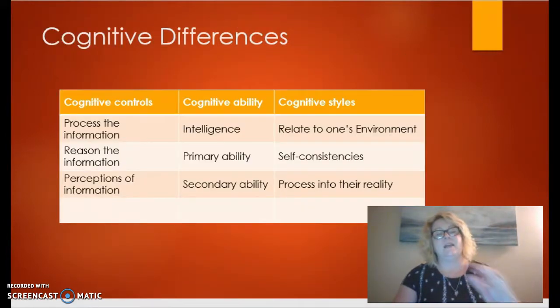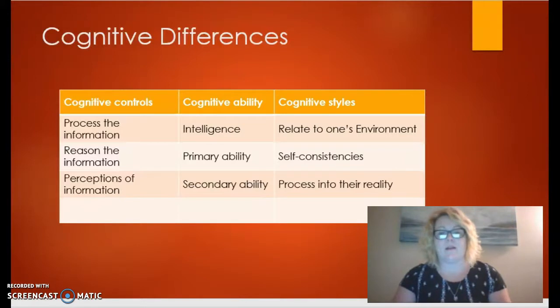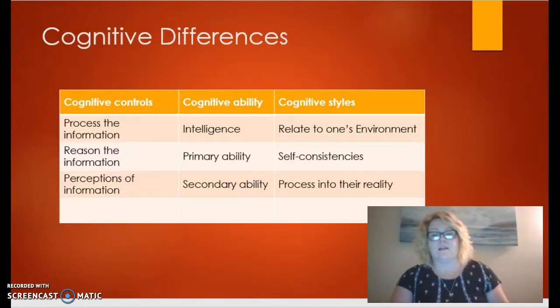Cognitive differences. In cognitive differences, we talk about cognitive controls, cognitive abilities, and even cognitive styles. Our cognitive abilities are basically our differences in aptitude, where we are from that point of view.